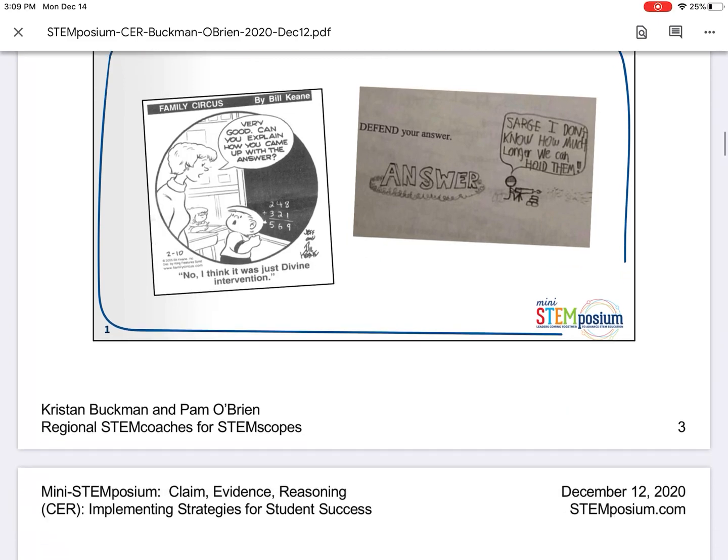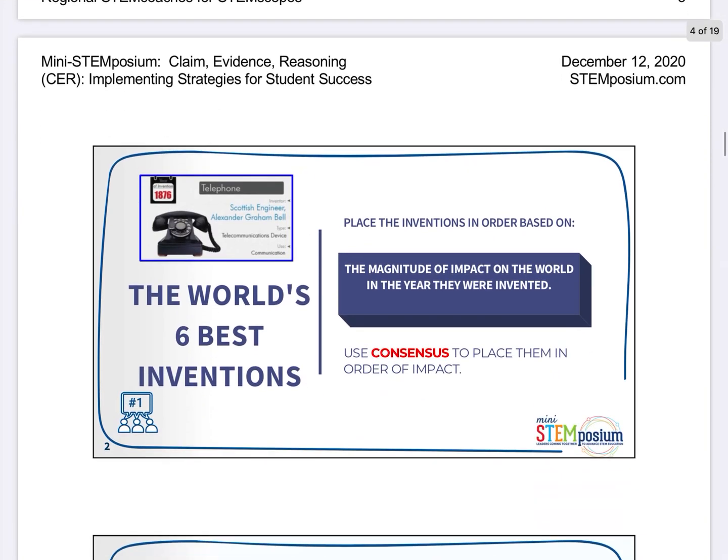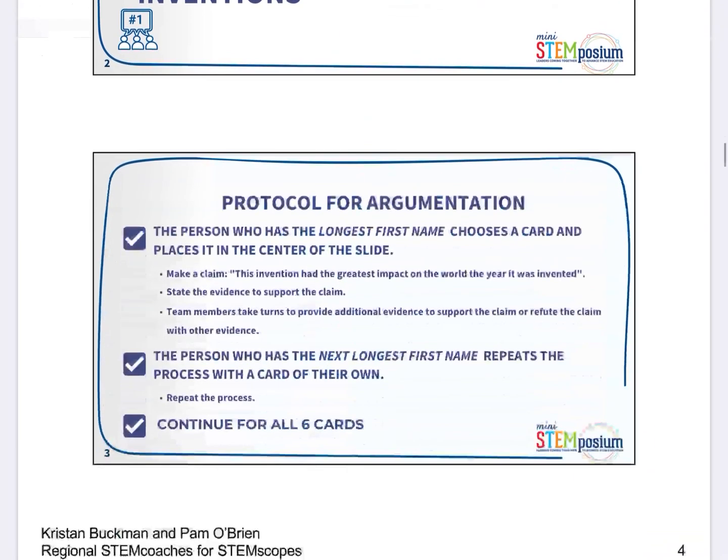So the first thing we did was we practiced making claims and supporting them with evidence in a really low risk way. We looked at a series of images of inventions, and we were asked to place them in order of their impact, the magnitude of impact on the world when they were invented. The person with the longest name would go first and choose a card and say this had the most impact. And then as a group, we want to reach consensus.